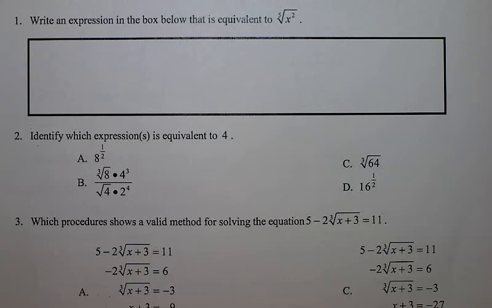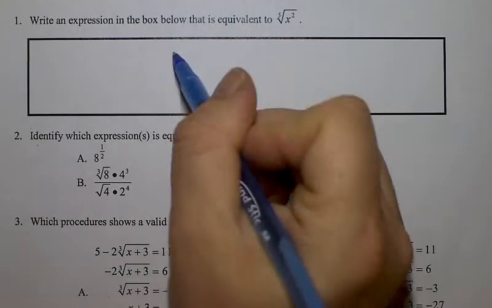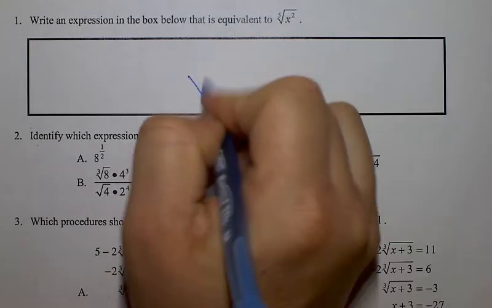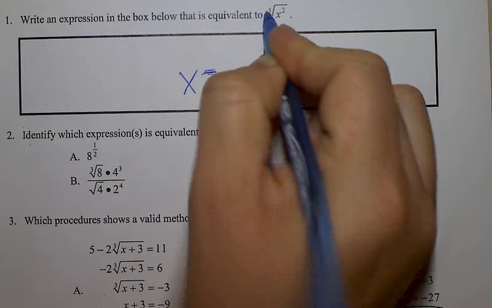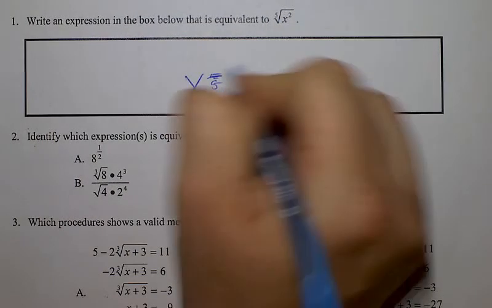All right, this is AZMerit Review number 3. Write an expression in the box below that is equivalent to this. This is in radical form. Exponential would be whatever's on the outside goes down below. Whatever's on top here goes up above.